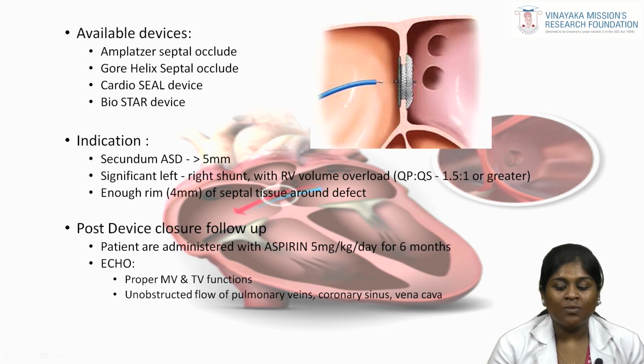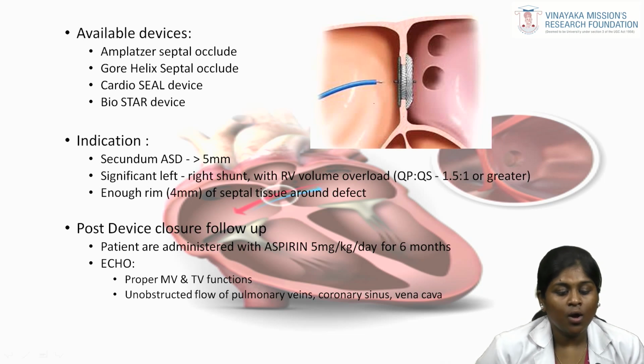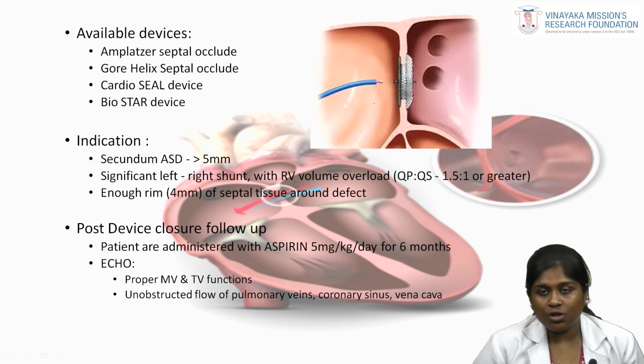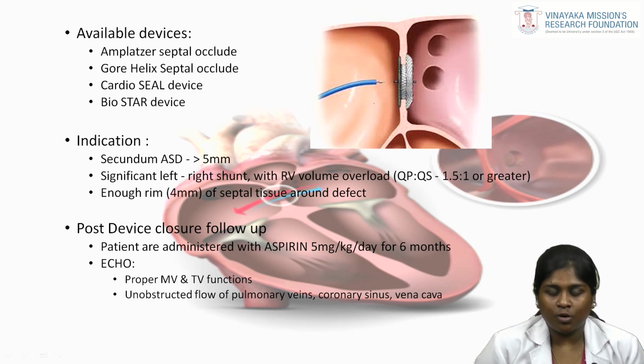Okay, so the types of devices that may be used are the Amplatzer septal occluder, Gore Helex septal occluder, CardioSEAL device and BioSTAR device. The indication for device closure is secundum ASD. If it is a primum ASD, coronary sinus or sinus venosus type of ASD, these types of ASDs are not fit for device closure. So if it is secundum ASD, it should be greater than 5 mm.